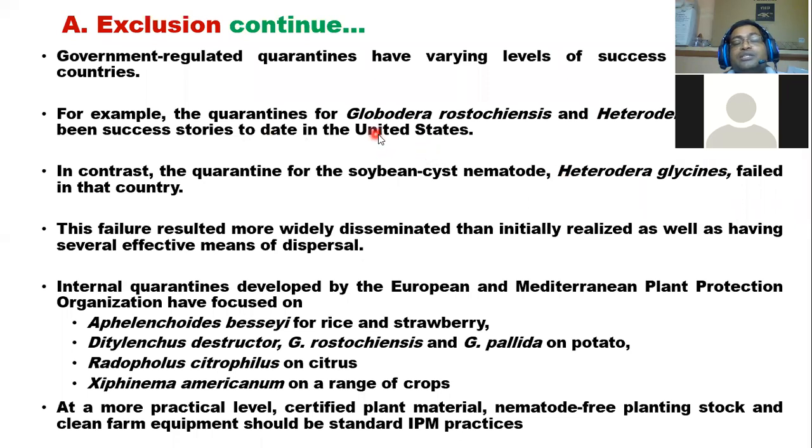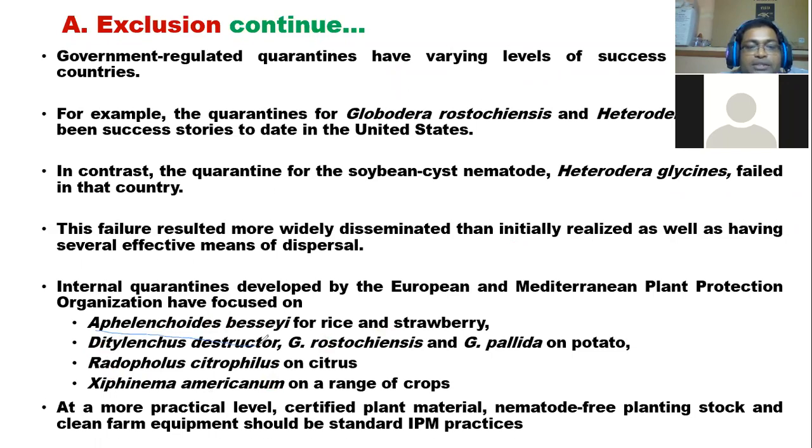In the United States, through quarantine, they have managed Globodera very successfully. You all know Globodera rostochiensis, the potato nematode, and Heterodera also they managed very nicely. But they used their country-wise quarantine laws to try to prevent the soybean cyst nematode, and they could not, because Heterodera glycines spread even beyond the legislative control. That is the problem for implementing the legislation. If someone is violating the legislation, then that person can easily transmit the nematode from one country to another country. That's how global quarantine measures were developed by the European Union and the Mediterranean for especially these types of nematodes. You can find it.